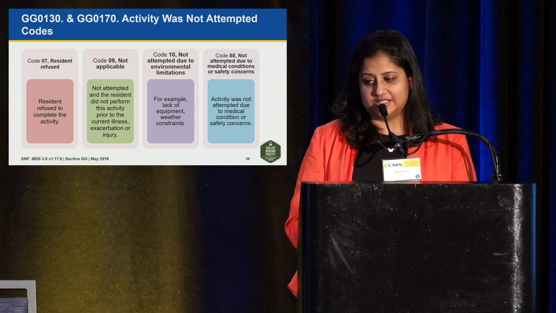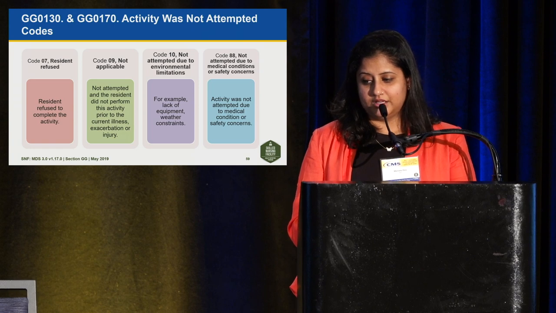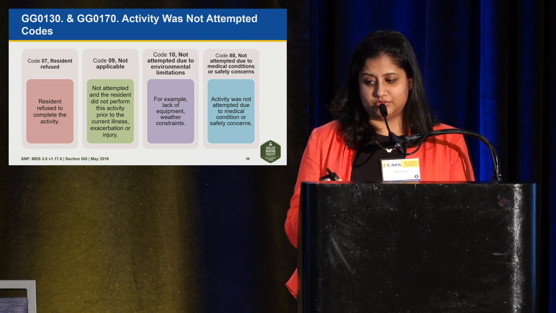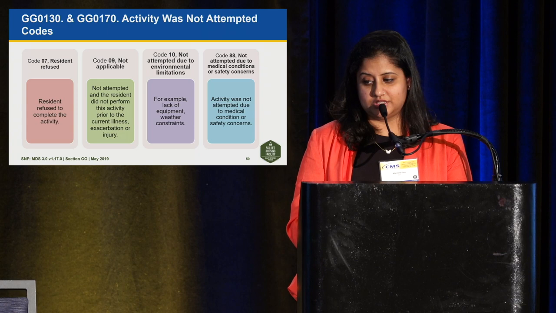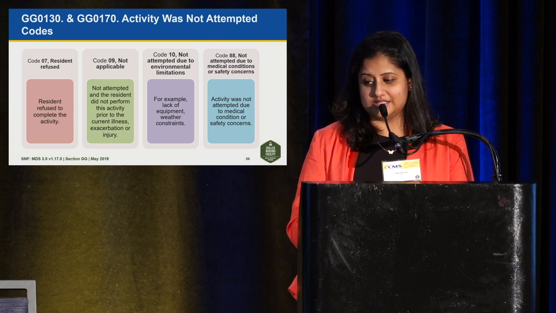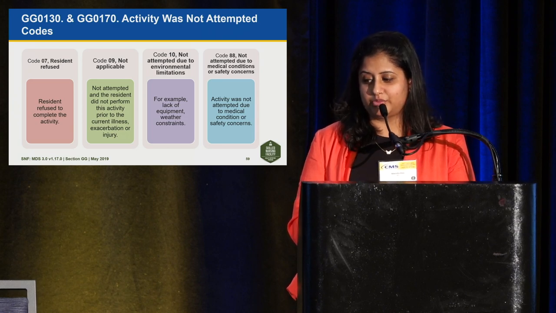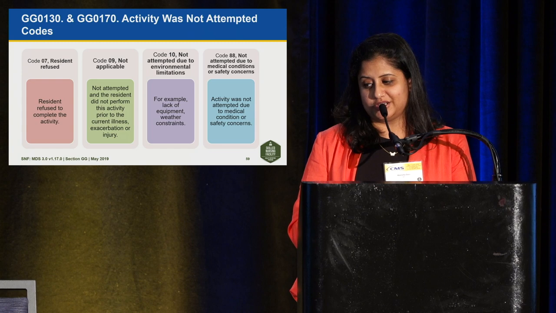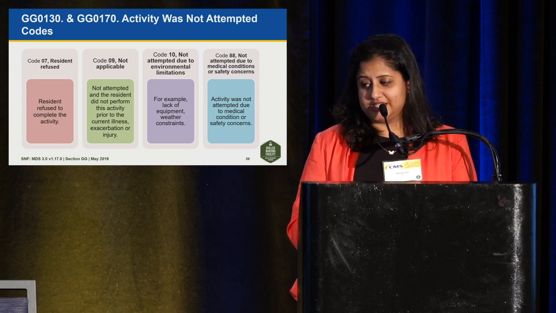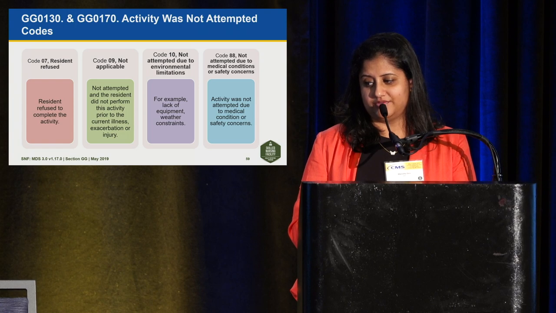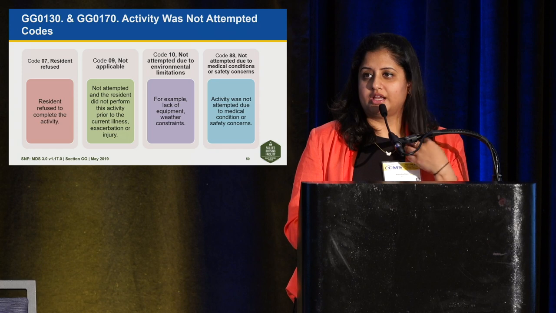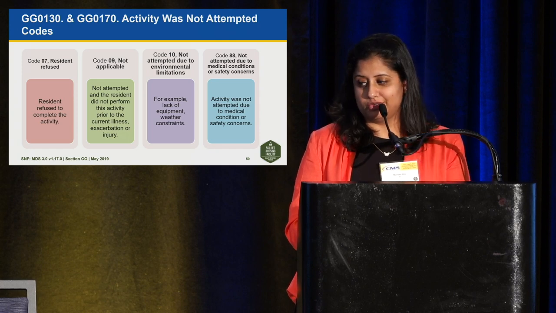These are the activity not attempted codes. We've got 4 of them. Code 7 is resident refused, so if the resident refused to complete the activity. Code 9 is not applicable, so that's if the activity was not attempted and the resident did not perform this activity prior to the current illness, exacerbation, or injury. Code 10, we discussed earlier with the car transfer too, is not attempted due to environmental limitations. For example, if there is a lack of equipment or any sort of weather constraints, such as snow.